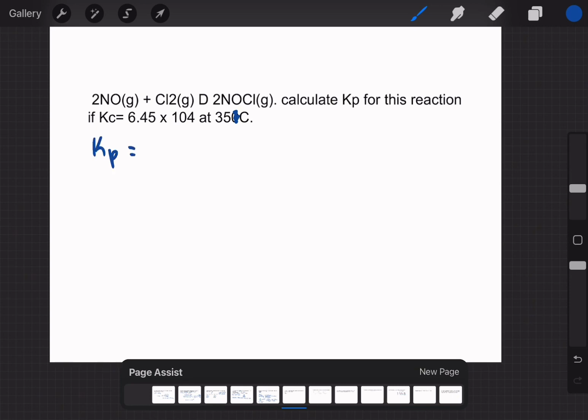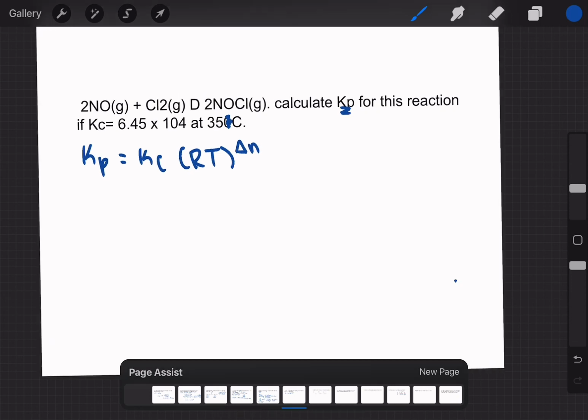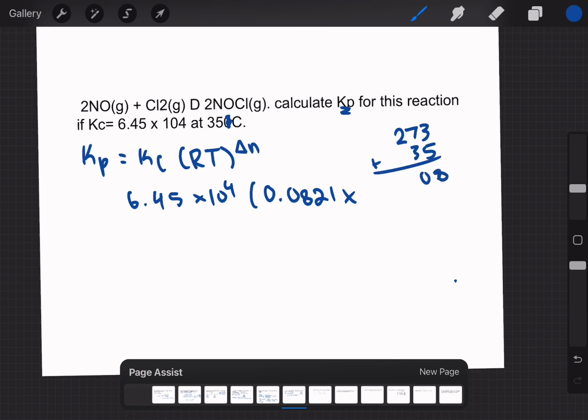Okay, so you're going to use Kp equals Kc times R times T to the change in moles, right? So once again, you can very easily find your temperature by doing 35 plus 273. We're going to start off with Kc though, so 6.45 times 10 to the power 4 times 0.821. That's a constant no matter what, so that's going to be in your formula sheet on the back. And it's going to times your temperature, as I said before. That's just going to be 273 plus 35. It gives you 308.